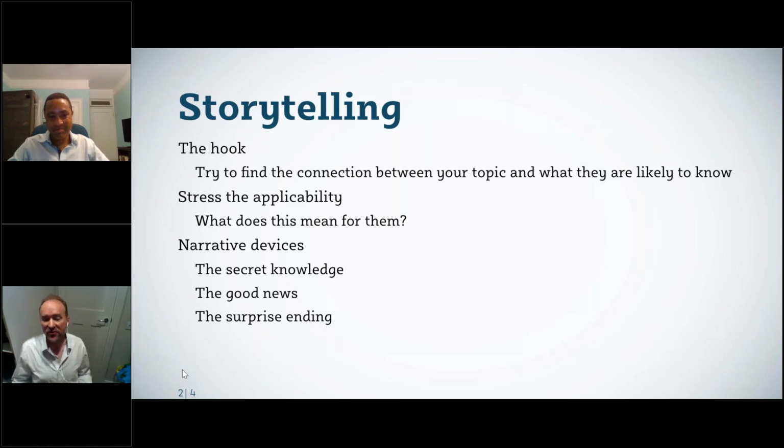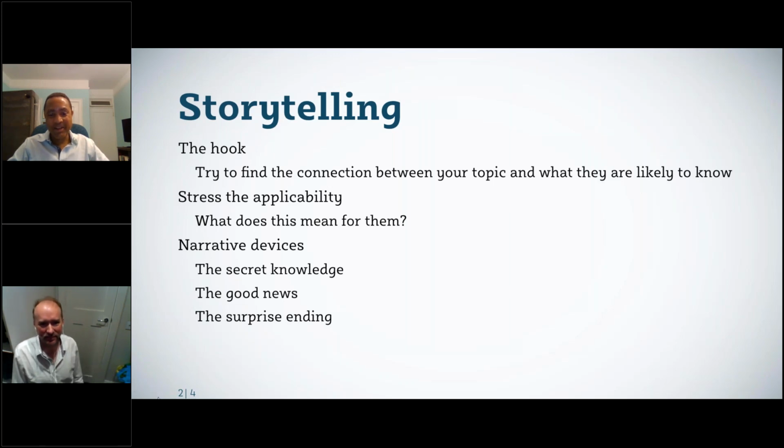Share the good news. If people feel worried about language, you can say, oh, well, hey, I've got some good news for you. Language isn't deteriorating, or fill in the blank. The surprise ending is also good. You're sharing the research. We didn't know what we were going to find, but then we found out that.